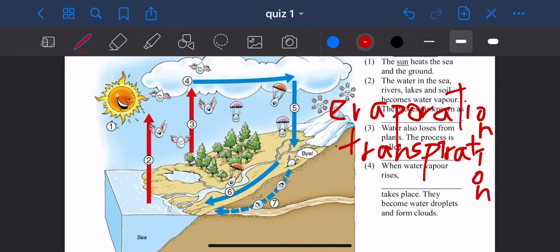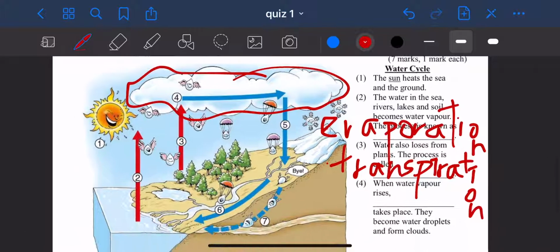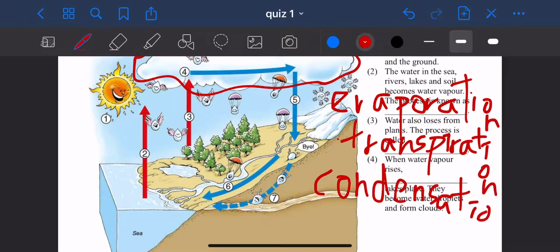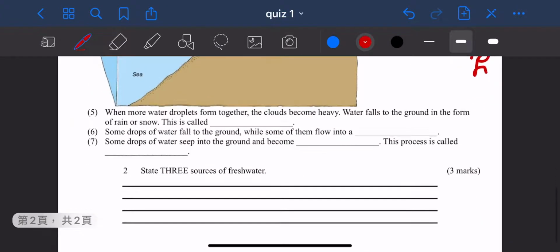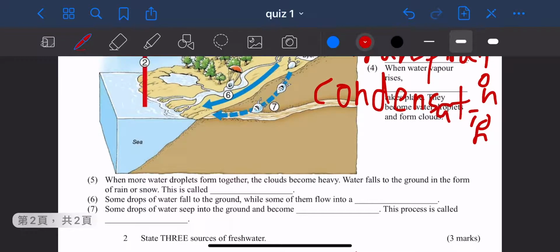When the water vapor rises until the sky, you can see the cloud right here. So how do we call the process taking place in the cloud? This should be condensation. Condensation, 凝結啦. Okay. So when the water droplets form together, the cloud becomes heavy, and then it falls to the ground in the form of rain and snow, and we call it precipitation.